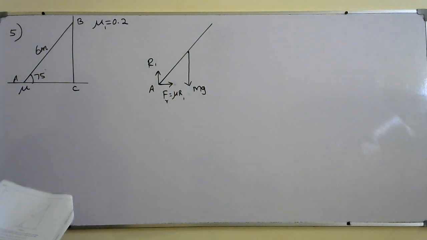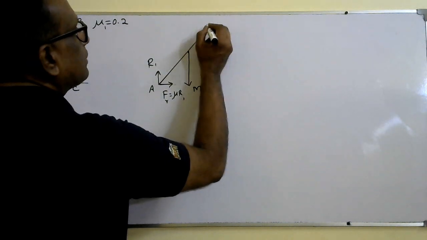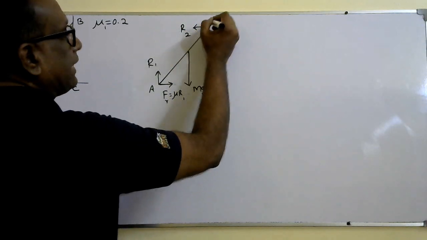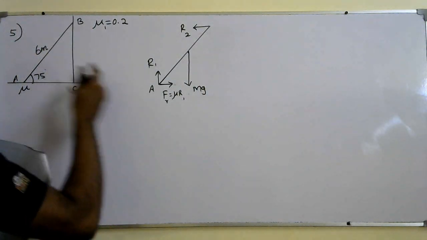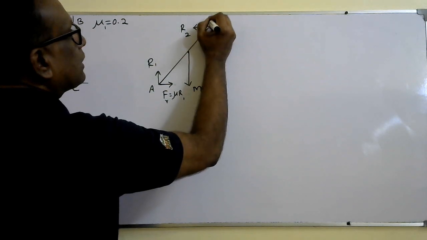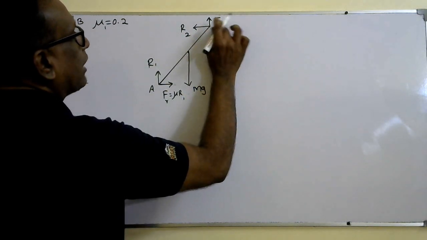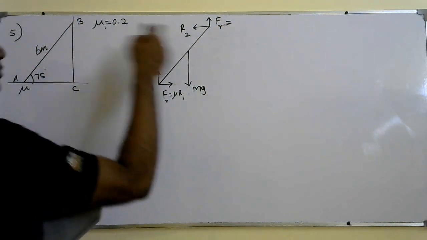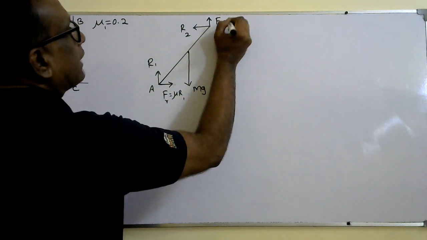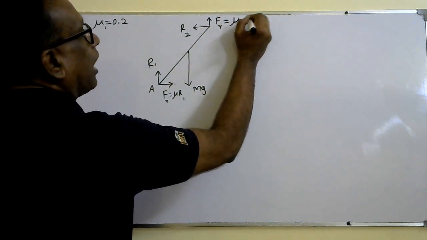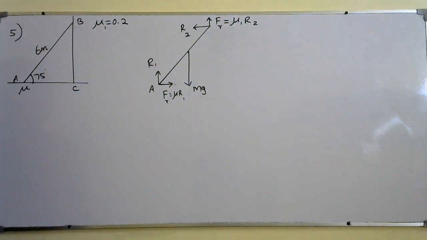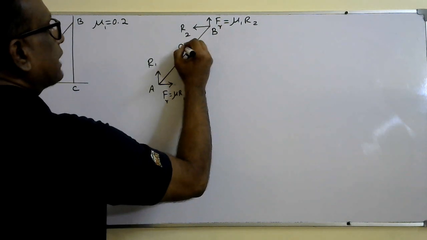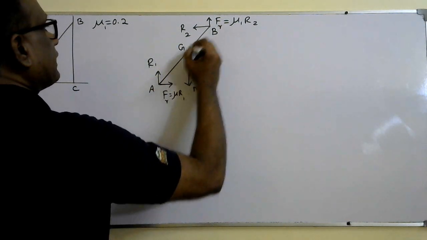And at B there will be normal reaction from the wall, that is perpendicular to the wall. Let it be R2. It will try to slip down. The friction will be vertically up. Again the friction is equal to mu R. Mu is 0.2. We know that. So I'll write it as mu1 R2. R2 is the normal reaction at B. This is the center of mass, capital G. So AG is 3 meter, GB is 3 meter.